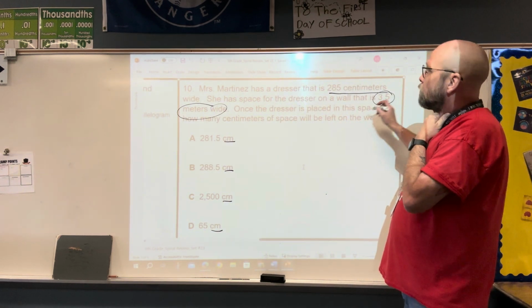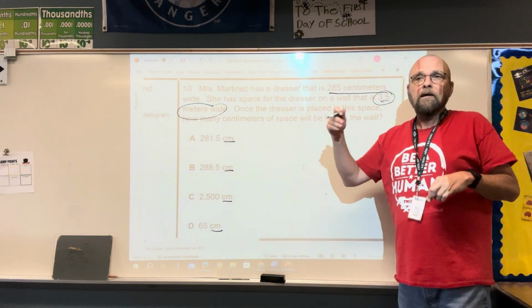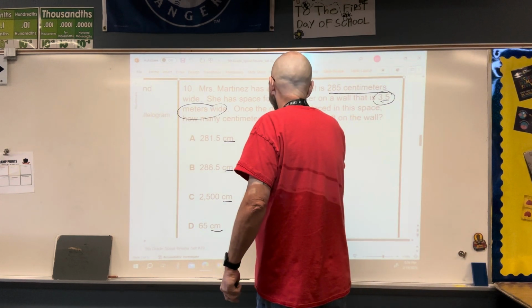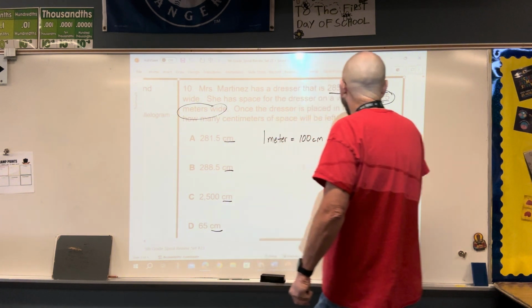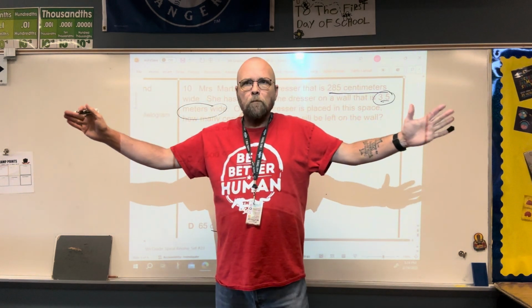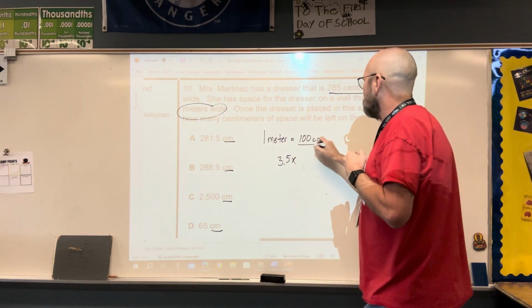So I'm going to want to change 3 5/10 meters to centimeters. How many centimeters are in 1 meter? It says 1 meter equals 100 centimeters. So if 1 meter equals 100 centimeters, and I want to know 3 5/10 meters, and I'm going from meters, which are bigger, to centimeters, which are smaller, that means I multiply, and I multiply by this 100.